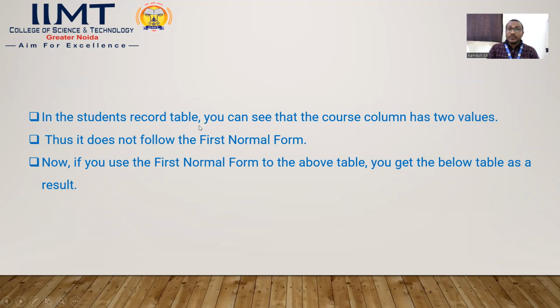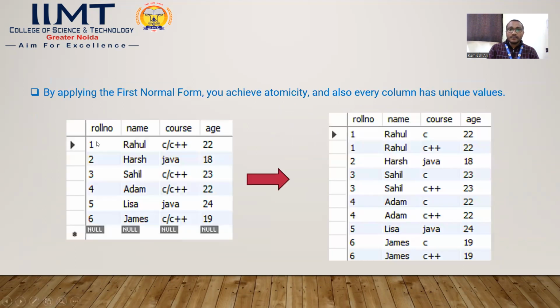In the student record table, you can see that the course column has two values. Thus, it does not follow the first normal form. Now, if you apply the first normal form to the above table, you get the below table as a result. So this table is after the first normal form. It shows Rahul, C, 22 and Rahul, C plus plus, 22. So these are the atomic values 1 and 2. The first record is broken into two records, 1 and 2. Okay. By applying the first normal form, you achieve atomicity, and also every column has a unique value.